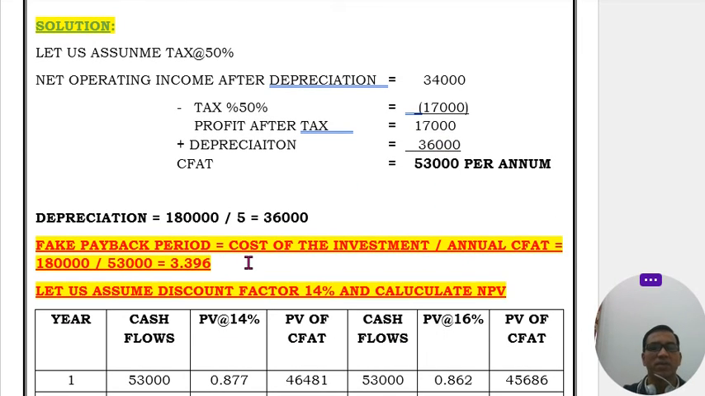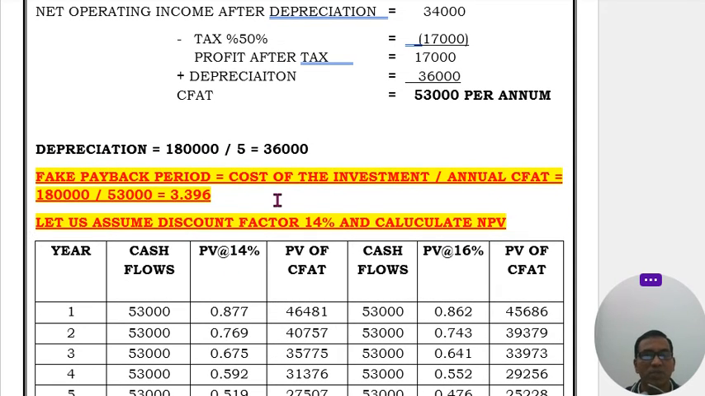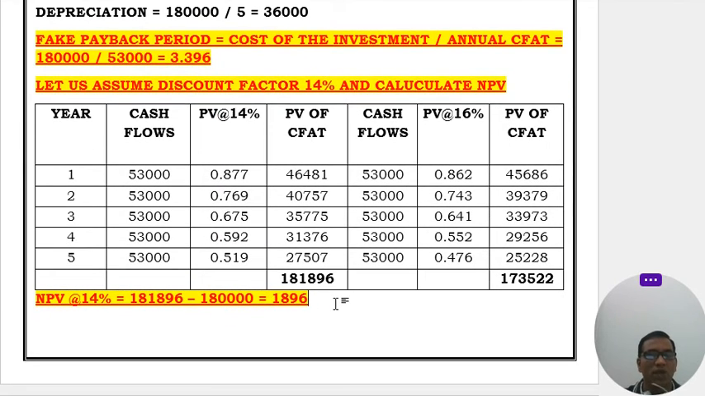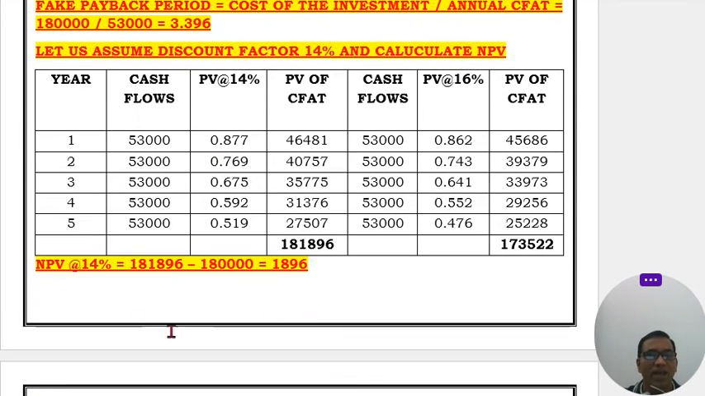So when I use this formula here in the fake payback period, factor to be located, I got 3.396. So this 3.396 to be located in present value annuity table. In the fifth year row when I check, I got value under the column under the rate of 14%. So let us assume discount factor at 14% and calculate NPV, but I got positive value. So I need one more NPV. I have to decrease the value, so I increase the rate. So I calculate one more NPV at 16%.